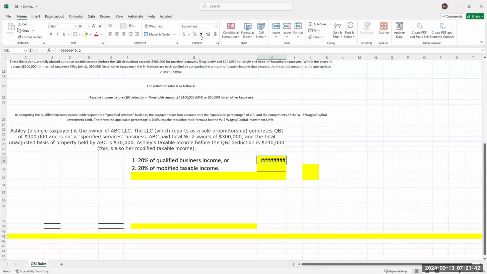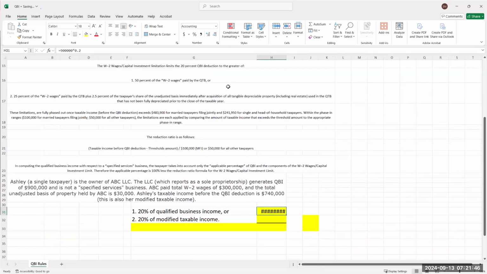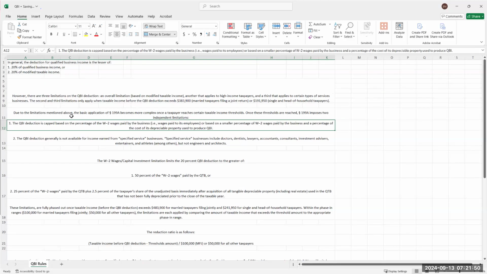All right, so that will give us 180. But again, because of the income limitation, we need to factor in these things here. Due to the limitations mentioned above, the basic application of 199A becomes more complex once the taxpayer reaches certain taxable income thresholds. Because the threshold has been far exceeded for Ashley, we need to factor in these two independent limitations.